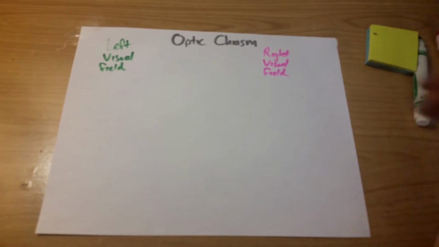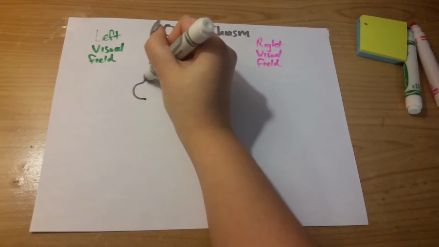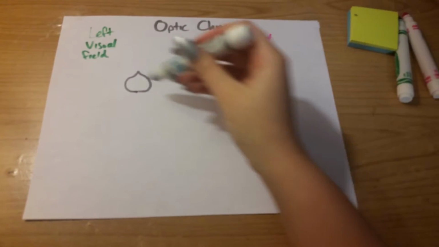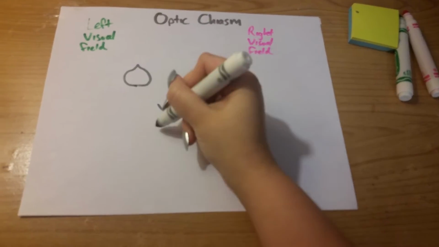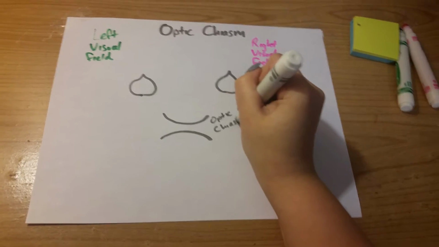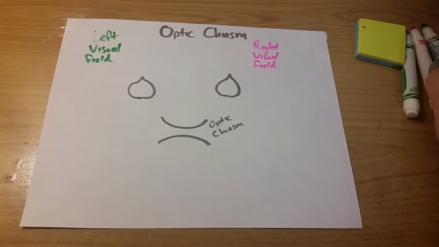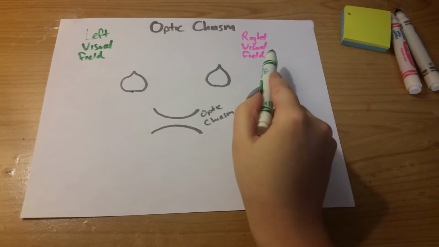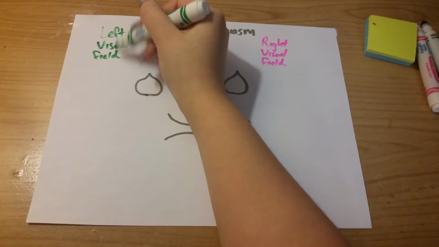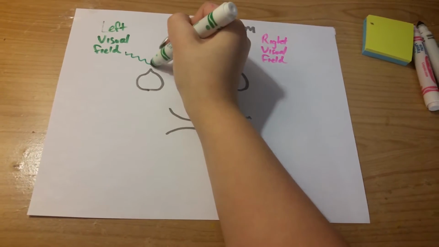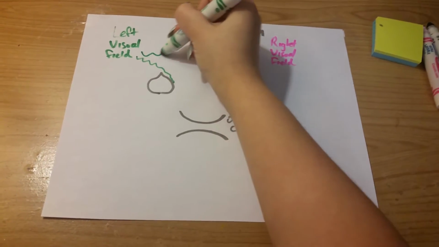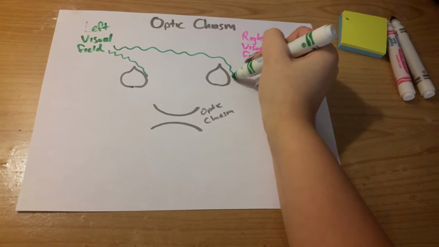Next we need our eyes. And in addition to the eyes, we need the chiasm itself. So when information comes from these visual fields, marked by a squiggly line, it will enter on the left visual field to the right side of the left eye and the right side of the right eye.